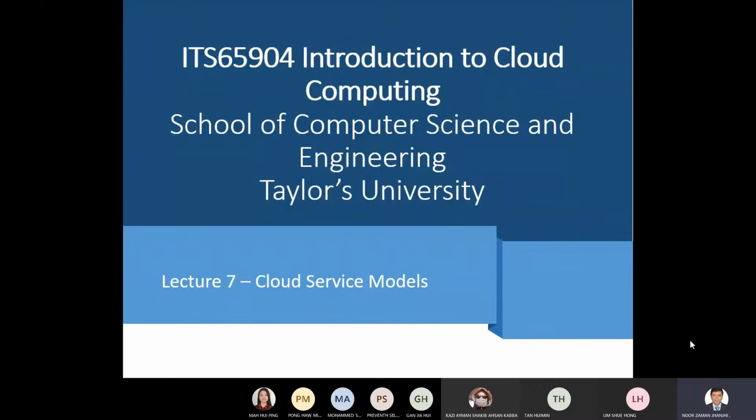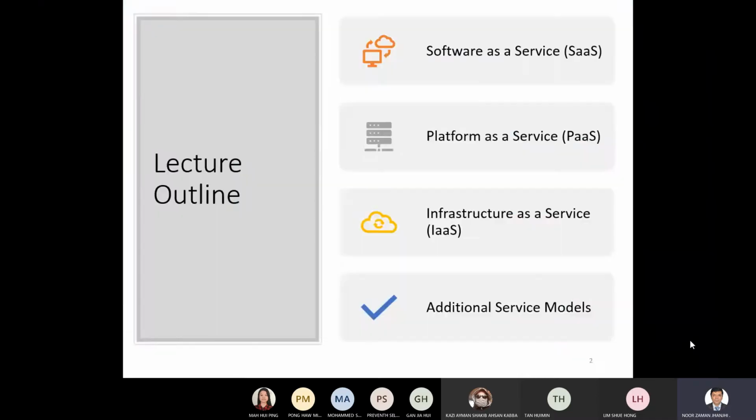After the end of this lecture, you will be able to find out which cloud service model is best for which option. So we just start now. Today we will be discussing the three service models: software as a service, platform as a service, and infrastructure as a service. These are the three popular models.